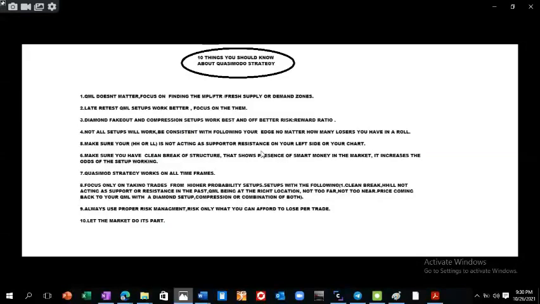Then the fourth one is not all setups will work. Be consistent with following your edge, no matter how many losses you have in a row. This is actually the most difficult part because most of us, whenever we encounter some losses, 3, 4, 5 losses in a row, start thinking about changing the strategy. And it doesn't work like that. As long as you've backtested and you've seen that it actually wins at the end of the day, you have to stick with it.